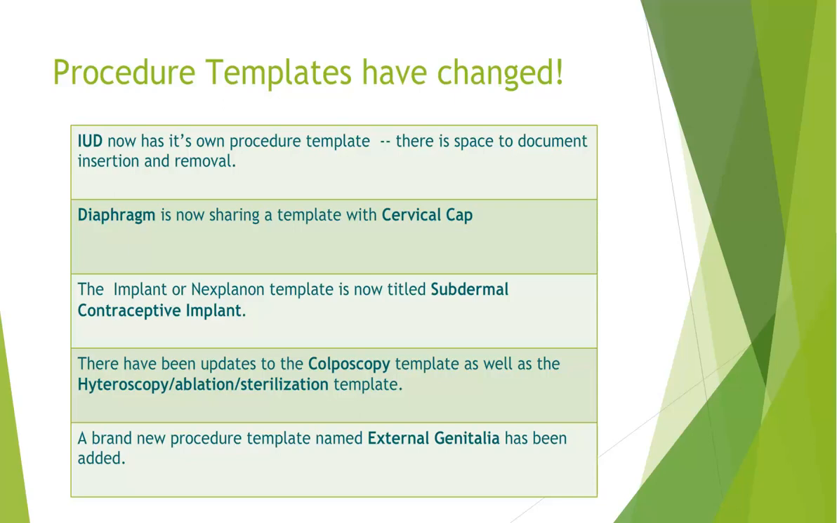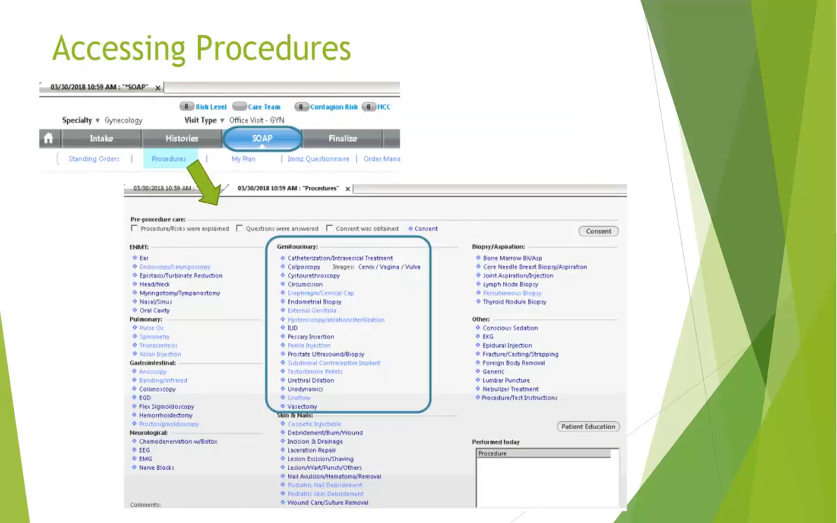The IUD now has its own procedure template. The diaphragm shares a template with a cervical cap instead of the IUD. For NextGen, you will document on the subdermal contraceptive implant template, which has replaced the NextGen template you are used to. There have been modifications to both the colposcopy and the hysteroscopy, ablation, sterilization template. And there is a brand new procedure template for external genitalia, which can be used to document procedures for warts, lesions and biopsies. There are two primary ways to access the procedure templates.